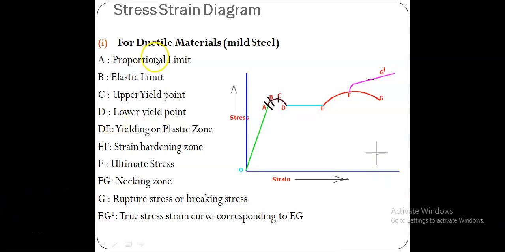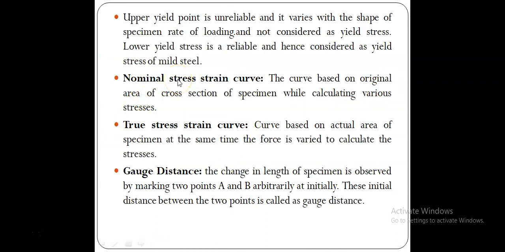So let us see one by one. Here we are getting two types of yield points for this mild steel. The upper yield point is unreliable and it varies with the shape of the specimen and rate of loading, and is not considered as yield stress.